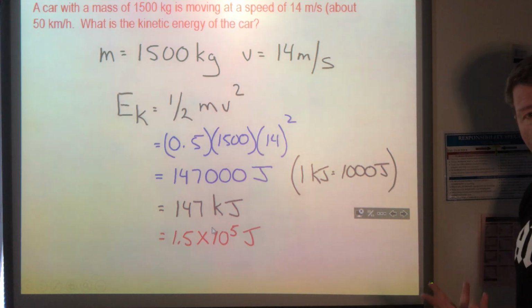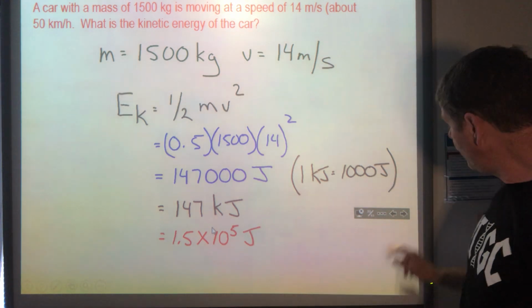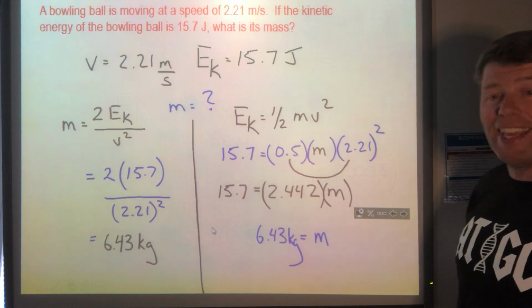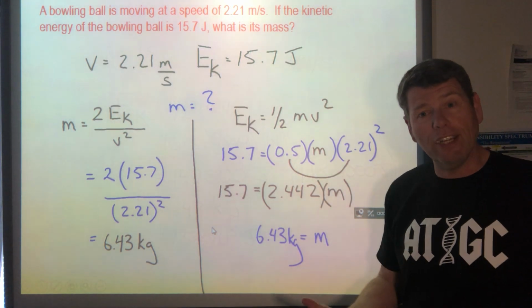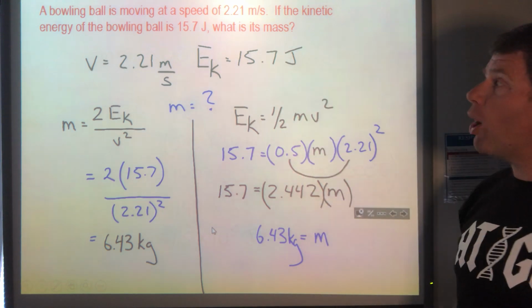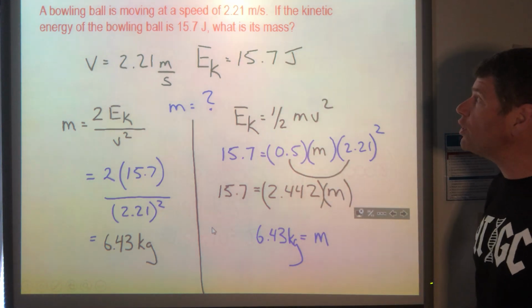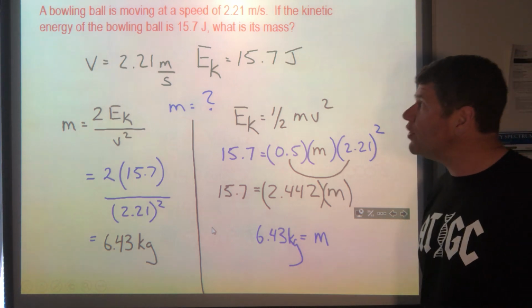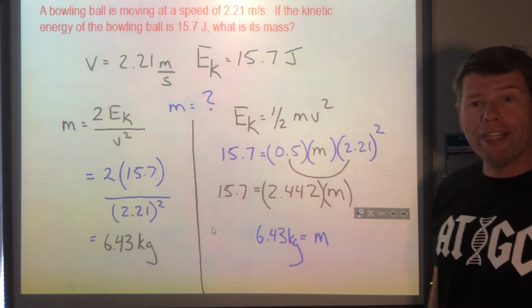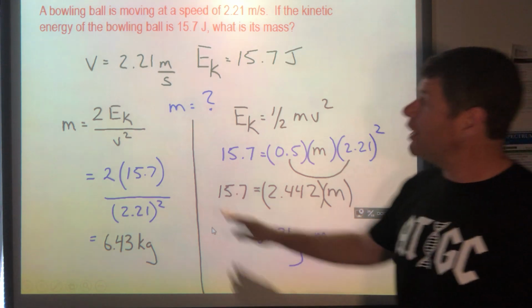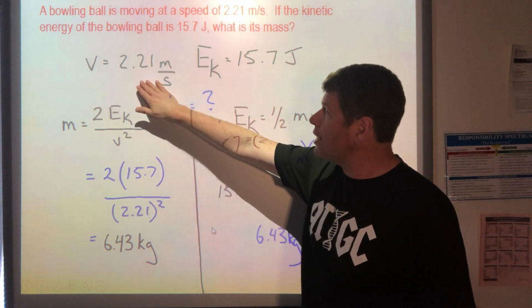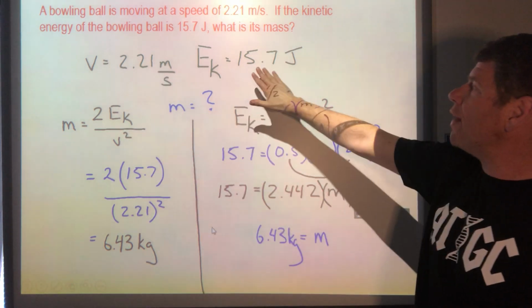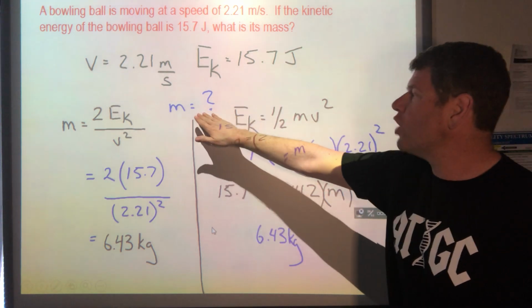Okay, so that was a straight up question, but what if you are asked to solve for, say, the mass, and you're actually given the amount of energy? So, bowling ball example: a bowling ball is moving at a speed of 2.21 meters per second. If the kinetic energy of the bowling ball is 15.7 joules, what is its mass? So again, we identify what the question tells us. We have a velocity in meters per second. We have a kinetic energy. We are trying to solve for the mass.